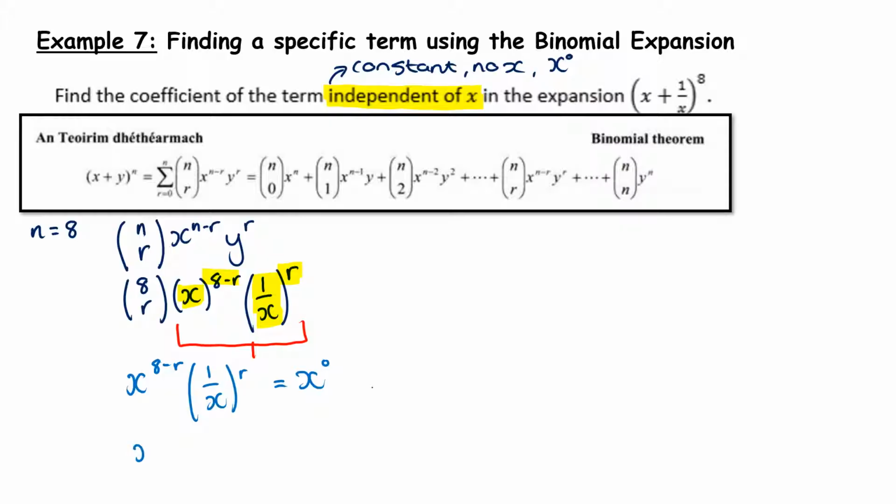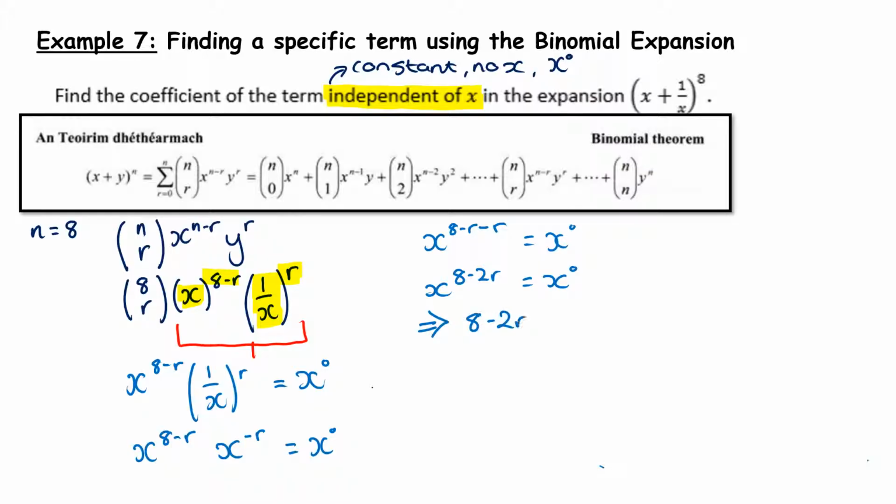So working this through, I get x to the power of 8 minus r. 1 over x is x to the power of minus 1, so that gives me x to the power of minus r. This equals x to the power of 0. So x to the power 8 minus r, minus r, is x to the power 8 minus 2r, equals x to the power of 0. So now I've got both the same base. I can ignore my bases and deal simply with my powers. And I get 2r equals 8. r equals 4. So again, r equals 4, that means it's my fifth term.